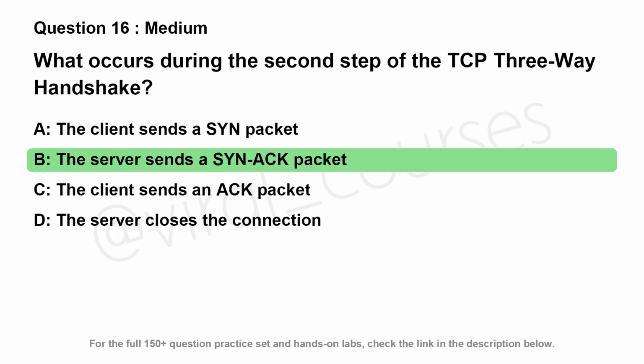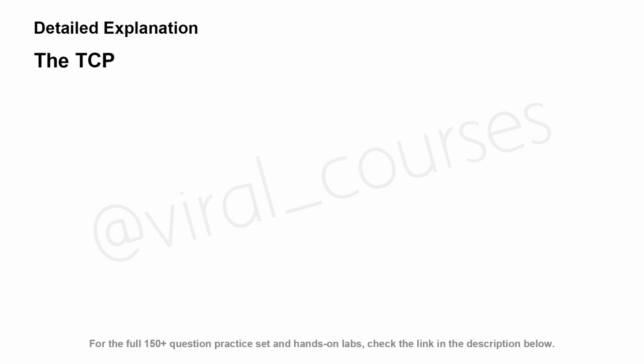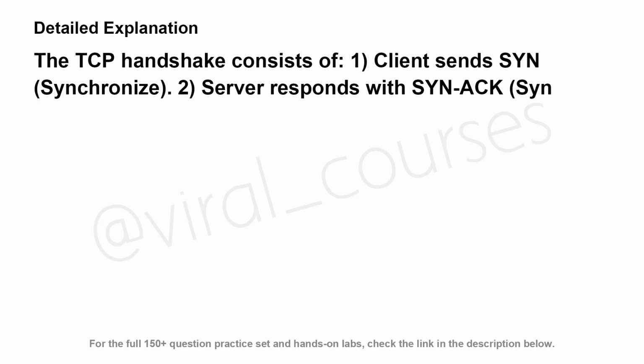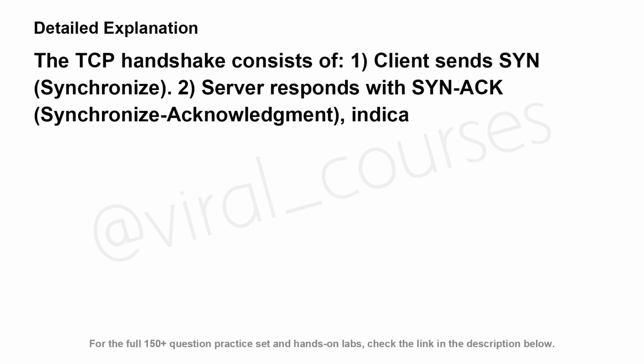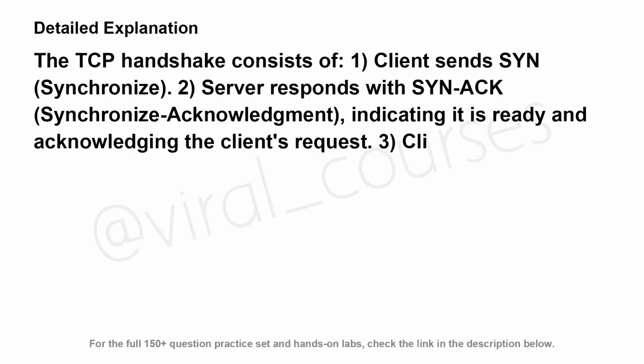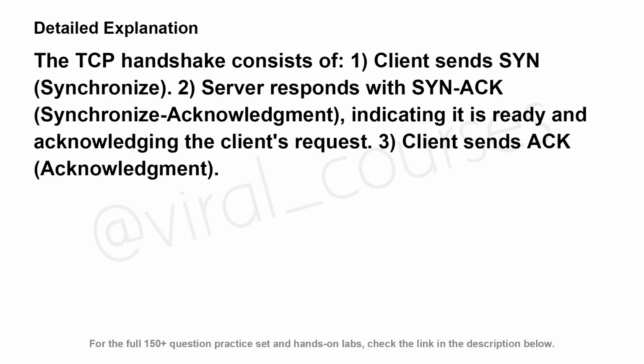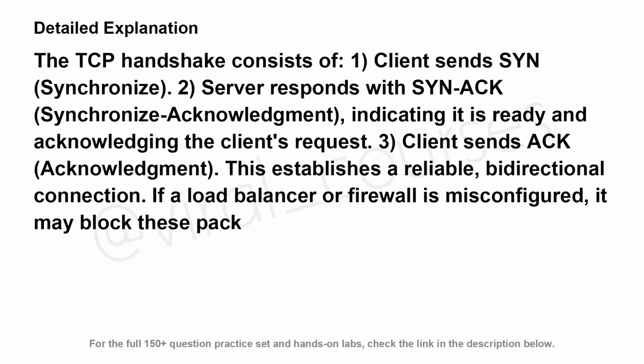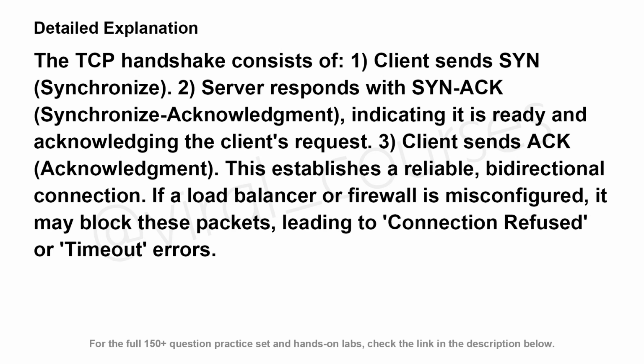The correct answer is B. The TCP handshake consists of: 1. Client sends SYN, synchronize. 2. Server responds with SYN-ACK, synchronize acknowledgement, indicating it is ready and acknowledging the client's request. 3. Client sends ACK, acknowledgement. This establishes a reliable, bidirectional connection. If a load balancer or firewall is misconfigured, it may block these packets, leading to connection refused or timeout errors.